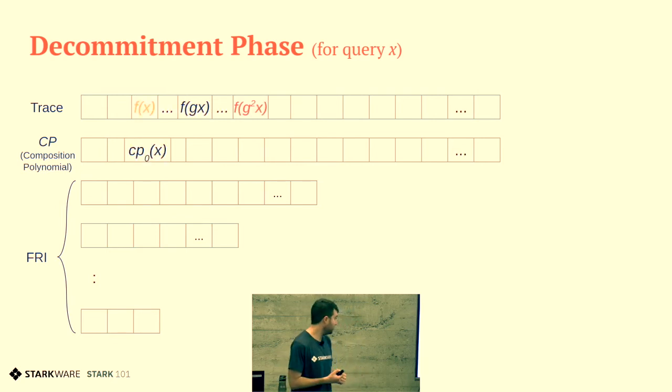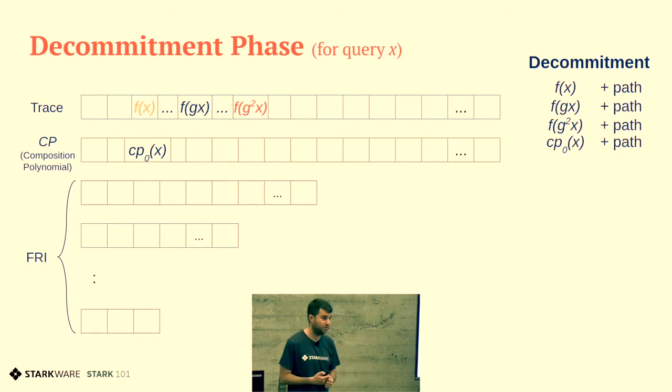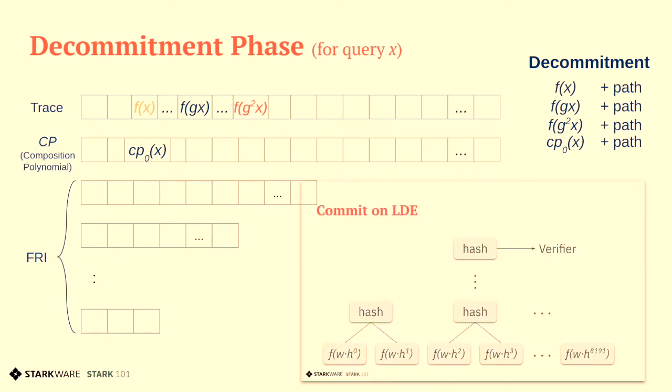So at first, the prover needs to send to the verifier, as we've just seen, f of x, f of gx, and f of g square x. And when I'm saying f of x, f of gx, and f of g square x, I'm actually talking about only the element. But how can the prover convince the verifier that we actually commit on each one of those elements?